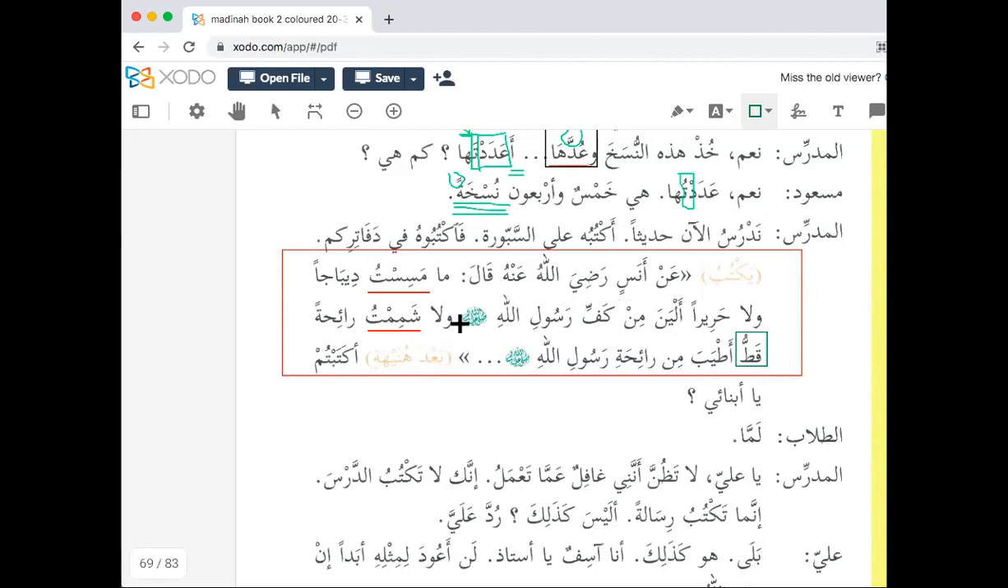So Anas radiallahu anhu said, Ma masistu, this ma over here is ma nafiya. I did not. Masistu from massa, yamassu, yamissu, which means to touch. Dibajan, velvet, or something like that, soft cloth. Wa hariran, silk. Alyana, and this is badal.